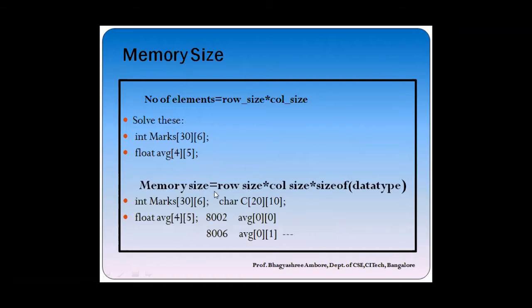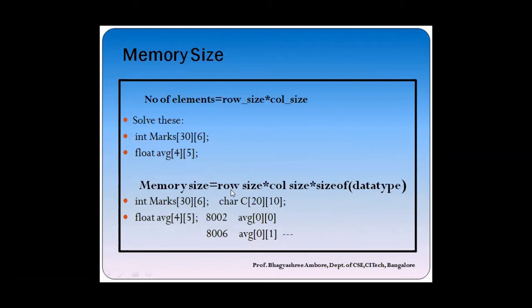Memory size is equal to row size into column size into size of data type. Now we'll consider one example. The first one, int marks of 30 rows and 6 columns. We'll see how much size it takes.